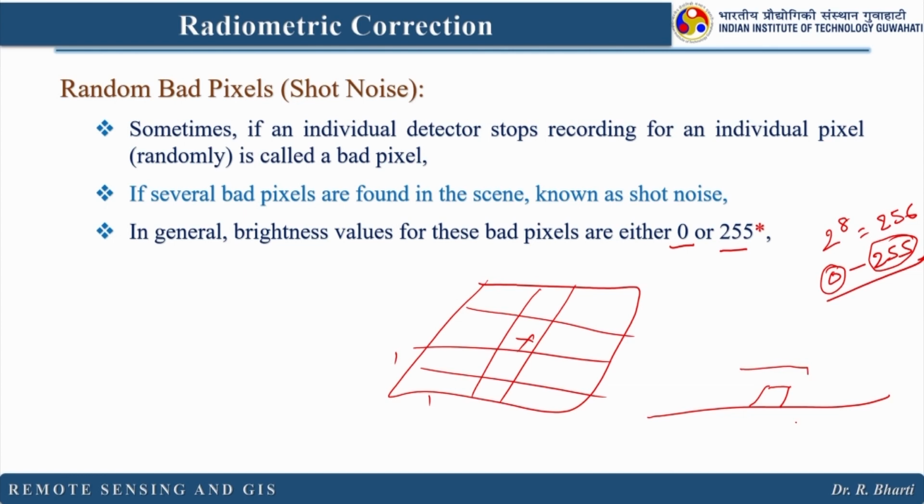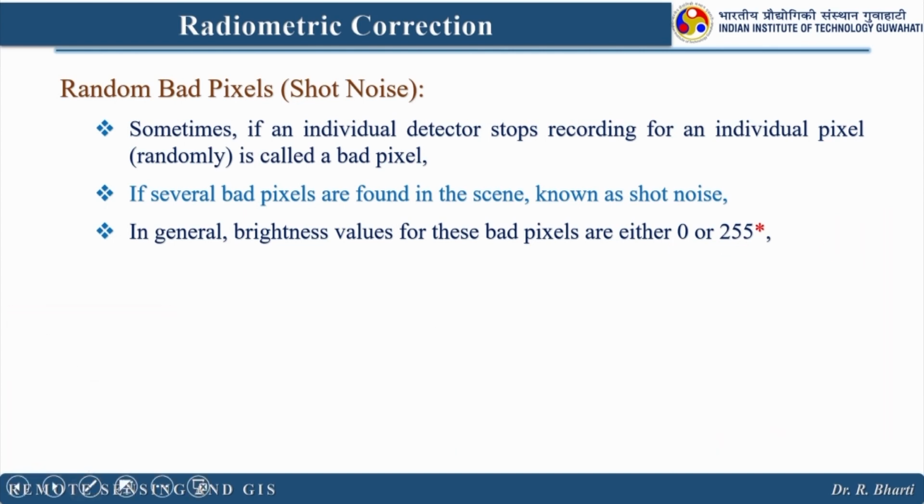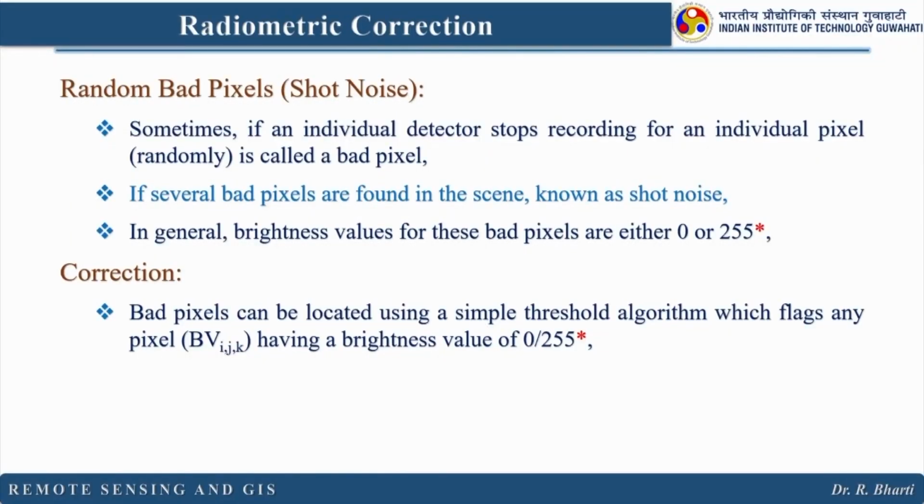So this is the logic we will apply to identify those bad pixels having value either 0 or 255 in case of 8-bit data. If your radiometric resolution is different, then you have to refer to that minimum and maximum value, right. Now how do we correct this one? The bad pixel can be located using a simple threshold algorithm which flags any pixel having a brightness value of 0 or 255. Again, I am referring to 8-bit data.